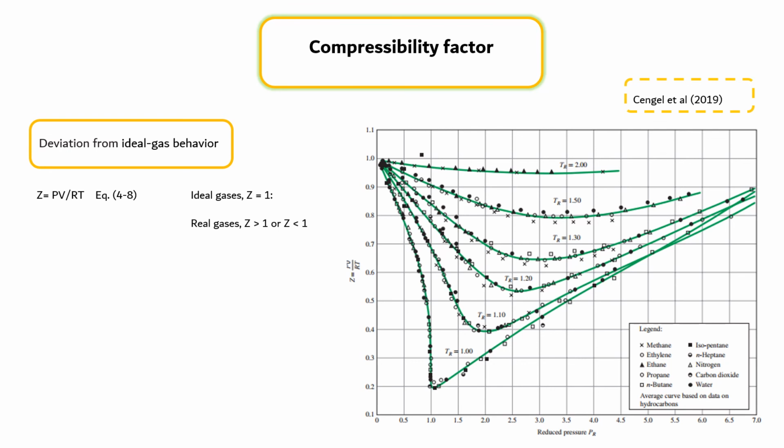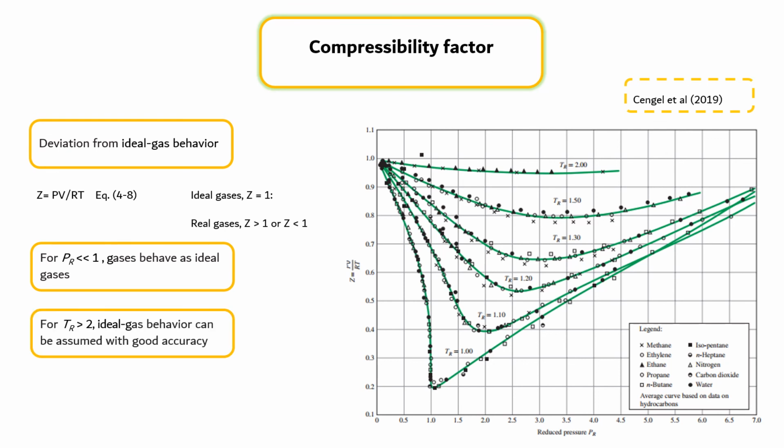From the compressibility chart, we can observe that at very low pressures, gases behave as ideal gas regardless of temperature. At high temperatures, ideal gas behavior can be assumed with good accuracy regardless of pressure. The deviation of a gas from ideal gas behavior is greatest in the vicinity of the critical point.